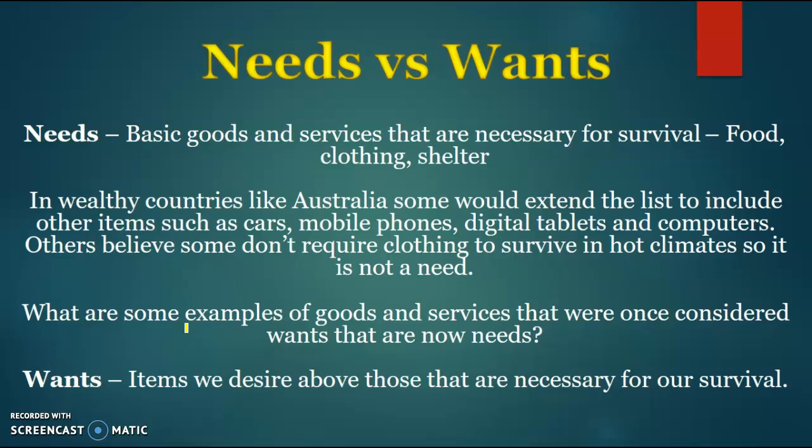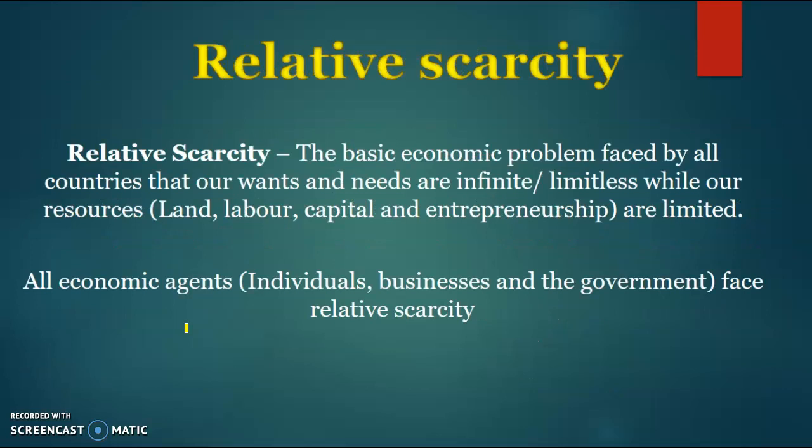Wants, these are things we need above our needs. We don't need them for survival, but they're just things that we want to make our lives better. So the idea is that relative scarcity is the concept that all countries have an infinite or limitless amount of needs and wants, where we have a limited amount of resources. So our needs and wants are infinite or limitless, whereas our resources, land, labor, and capital, are limited or finite. So finite means limited. So the problem that all countries face is we have unlimited wants and needs, but limited resources. And because of that, we need to make choices.